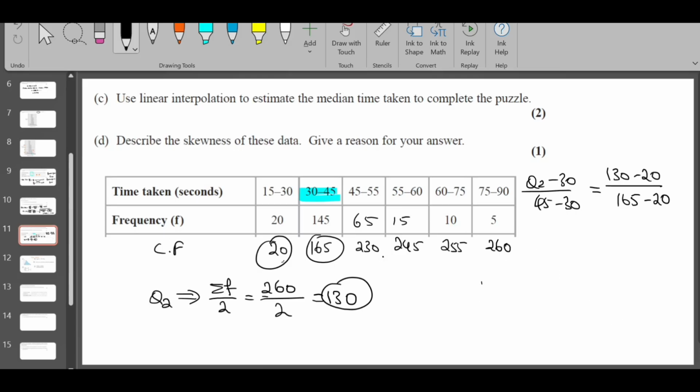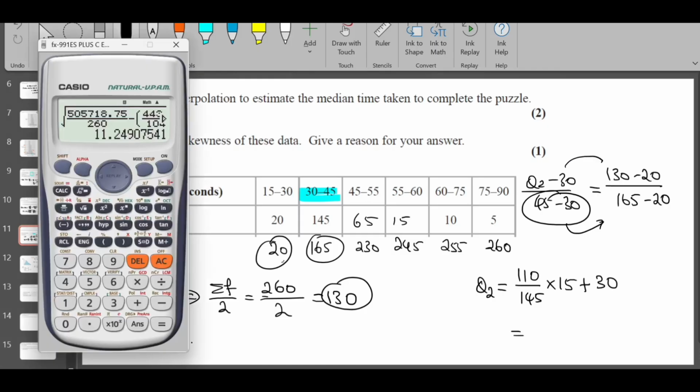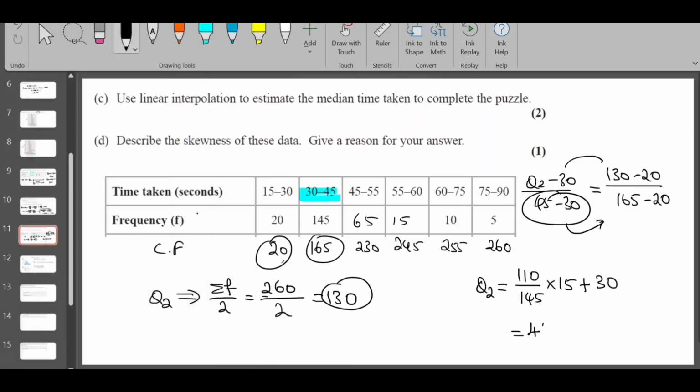So you can write Q2 is equal to 110 over 145 times, this goes to the other side, which is 45 minus 30, 15, plus 30. So 110 over 145 times 15 plus 30. If you round it to 3 significant figures, it's 41.4. That's the linear interpolation method. You can use the method to find Q1 and Q3 also.